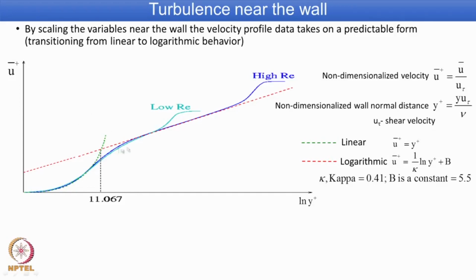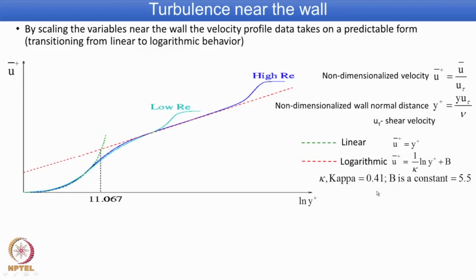Then the next zone is the buffer zone. We will not talk about it right now. We have the log region, the third zone, and the expression for the log region is given here, that is u bar plus equals 1 over kappa ln y plus plus b.